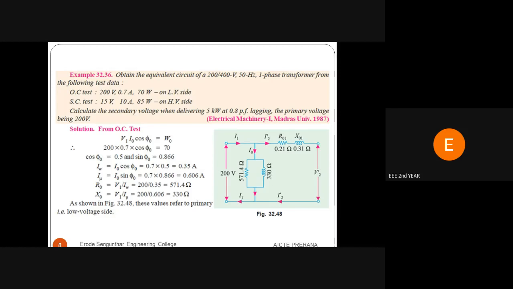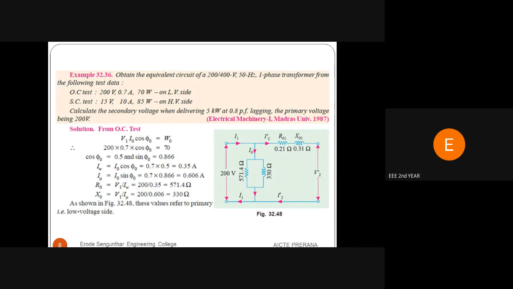By knowing the working component current IW equal to I naught into cos phi naught, substitute these parameters in this formula, we can get IW equal to 0.35 ampere. Another formula, magnetizing current I mu, that is I naught into sin phi naught. We can substitute this data in this formula, we can get the magnetizing current directly, 0.606 ampere.